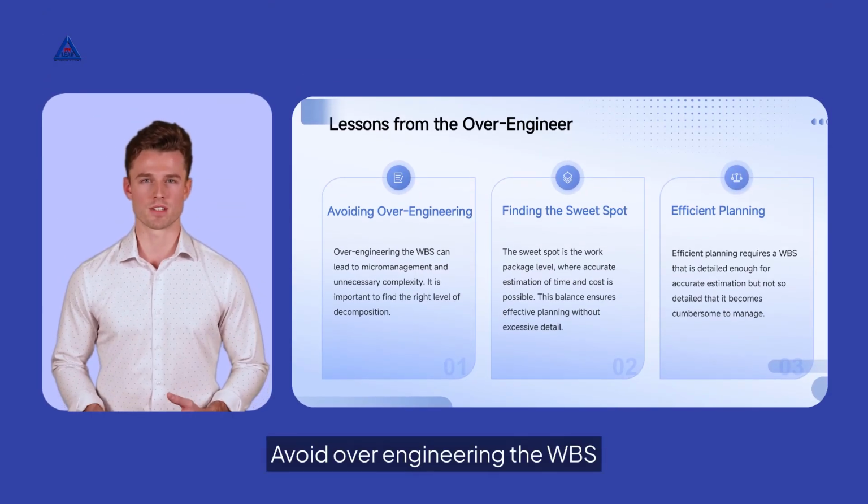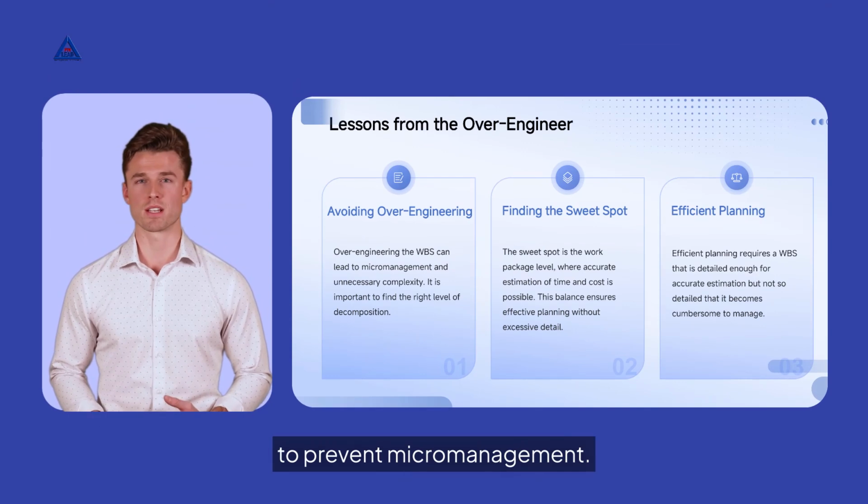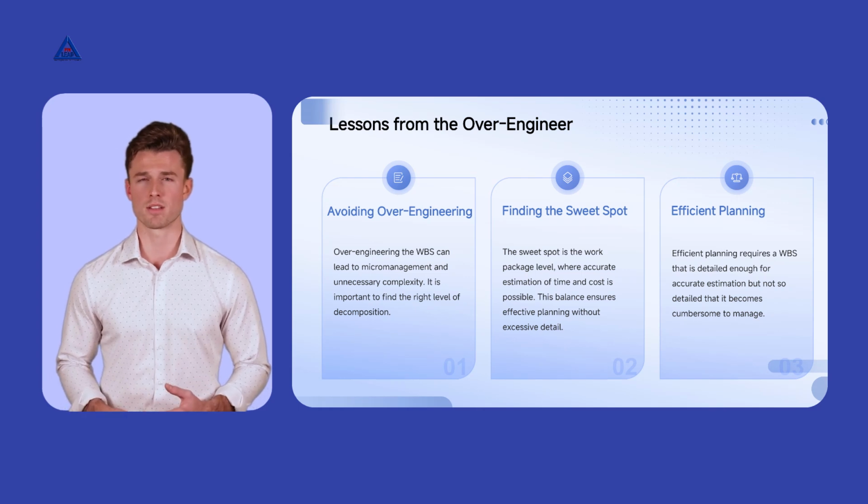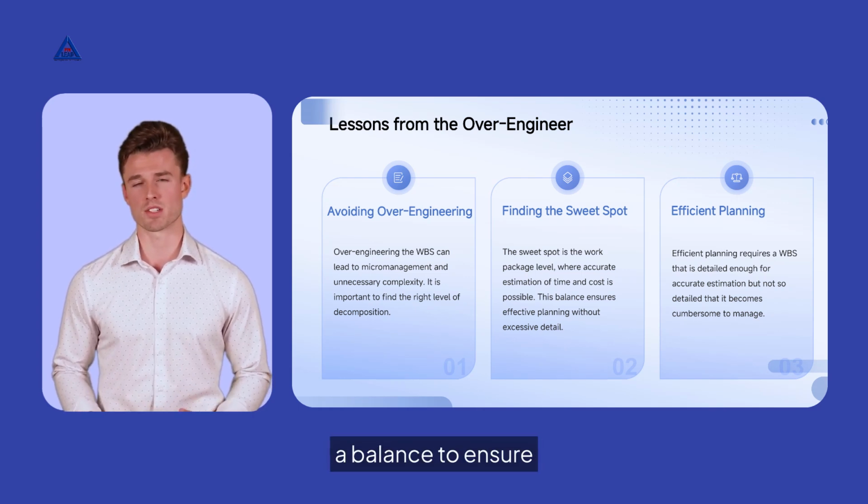Avoid over-engineering the WBS to prevent micromanagement. Find the sweet spot for accurate estimation without excessive detail. Efficient planning requires a balance to ensure effective project management.